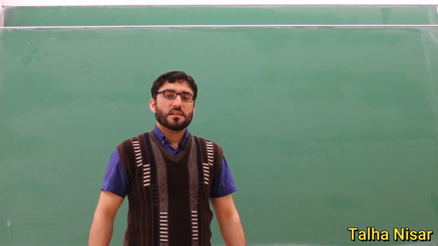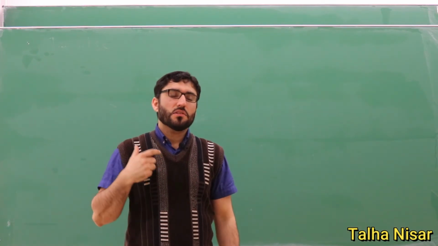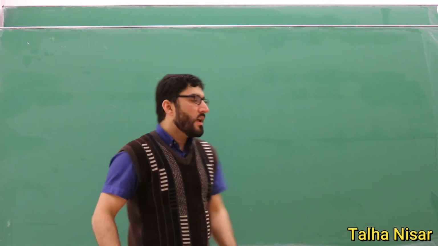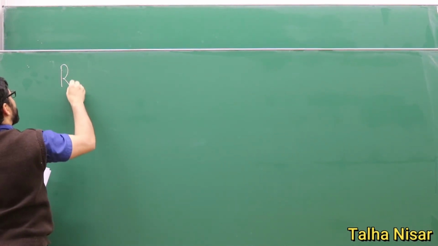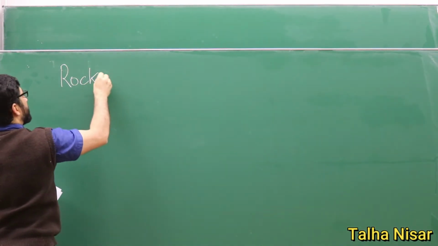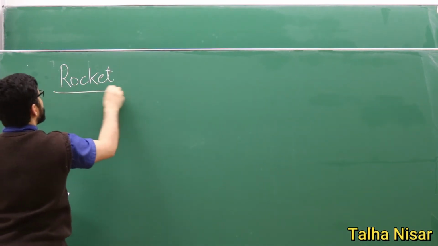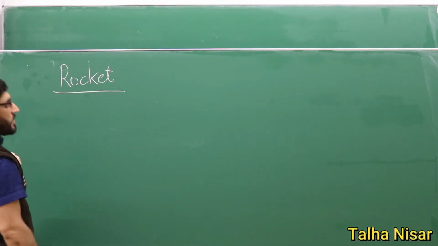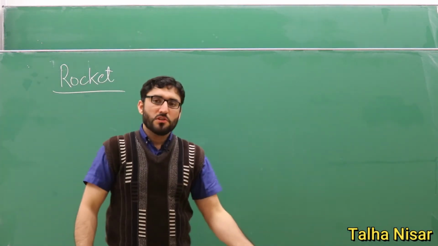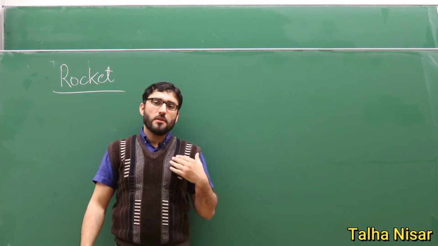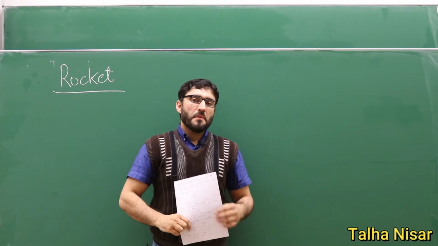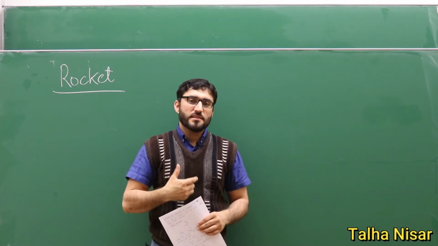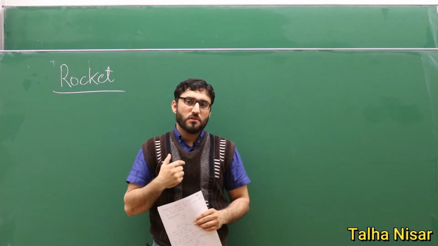And now we will discuss the concept behind rockets. So our topic is now the rocket. How does a rocket work? We discussed the change in momentum. We talked about how the impulse is the change in momentum, and it is the force that is applied for a very short amount of time.